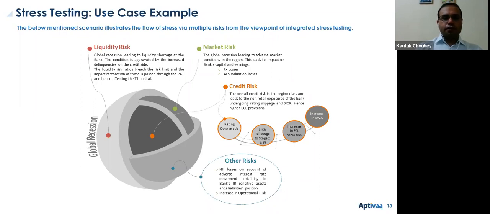So it is basically one single recessionary scenario causing all the risks in tandem, which really makes it important that all these scenarios or risks are seen in an integrated fashion and not in silo, because observing these risks in silo would lead to an underestimation of risk.